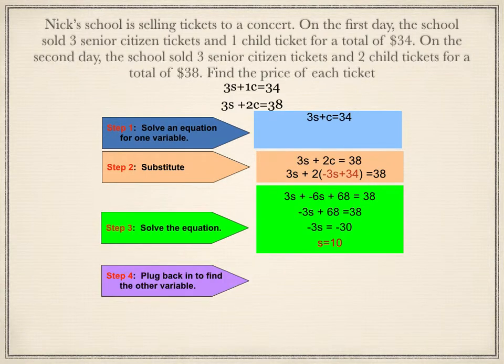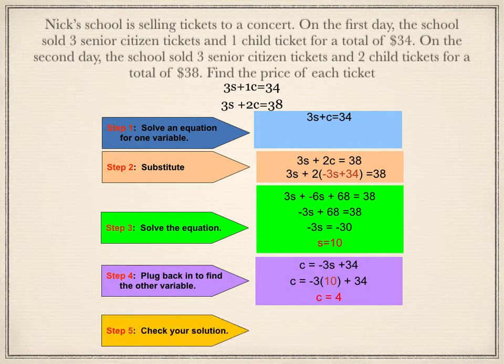So now we can plug back in and find out how much our child's tickets are. I just took the equation from step 1 and plugged my s back into it because I had already solved for c, or our child's tickets. So I took negative 3 times 10 plus 34 is equal to 4. So c equals 4, because once again, negative 30 plus 34 is equal to 4.